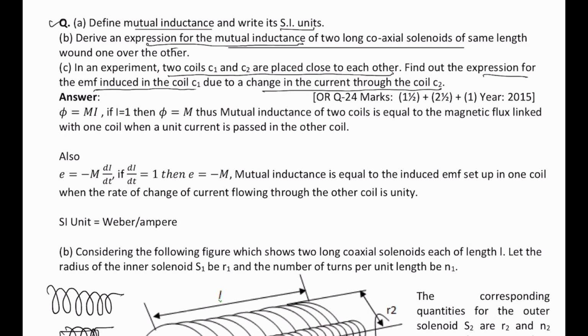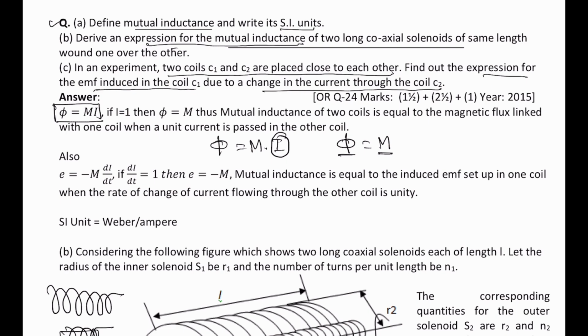First of all, what is mutual inductance? We know that the magnetic flux is proportional to the current flowing, so phi is equal to M into I. This M is called the coefficient of mutual inductance. Now if we make I equal to 1, then phi equals how much? Phi equals M.